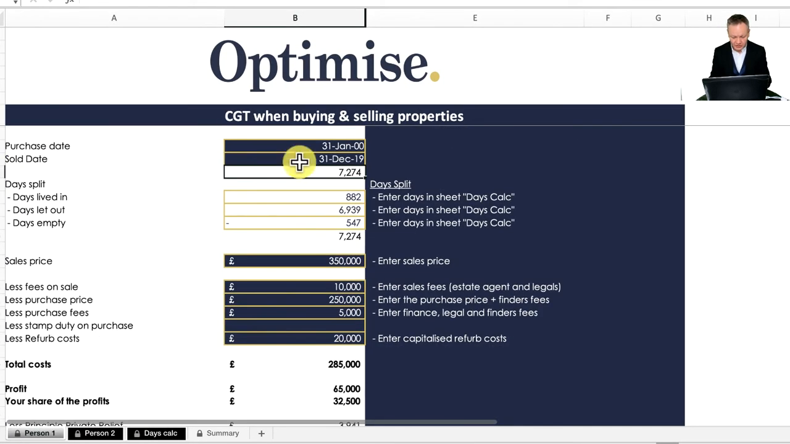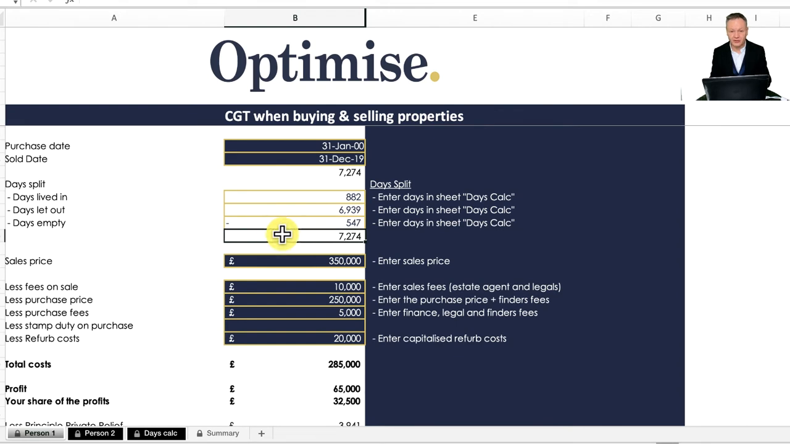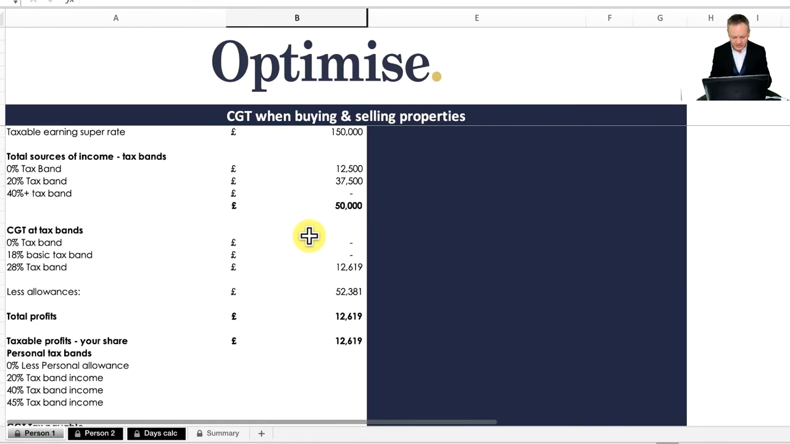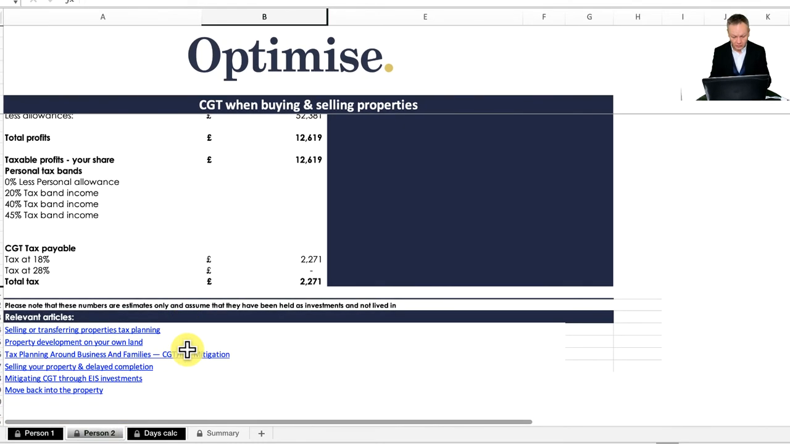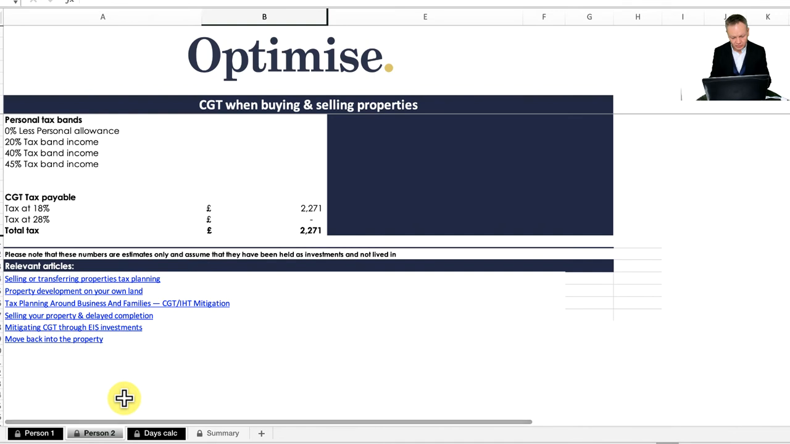So what this will do is it will do a bunch of numbers. You'll see a days empty minus 547. Don't worry about that necessarily, because what we wanted to focus on is this 7274 just there. You'll notice if I try and enter any data in there, it will stop me from doing so, just to protect the cells. So now what we've got is a situation whereby this person has now got £3,533 tax, so 3533 CGT on person 1. If we go down to person 2, we could scroll down and see that they've got 2271.